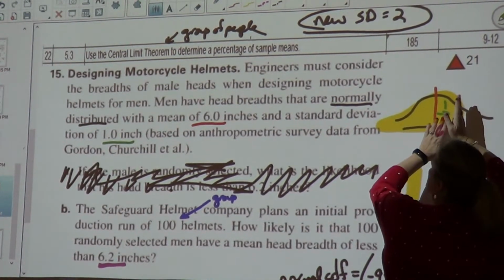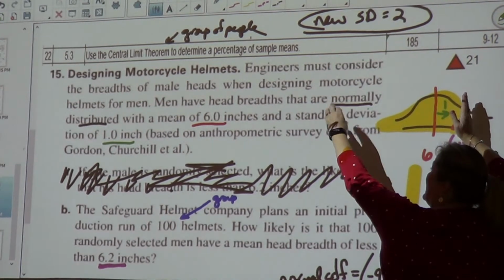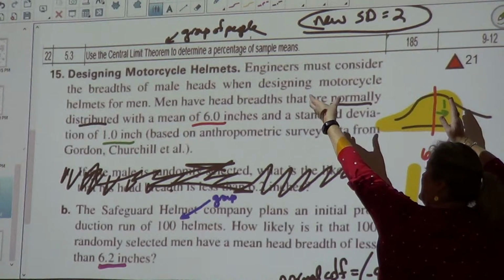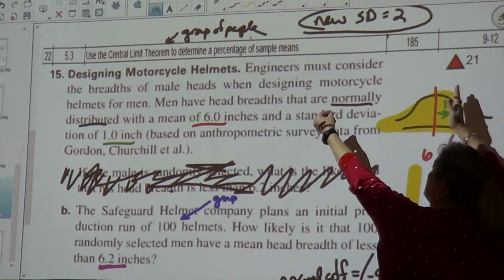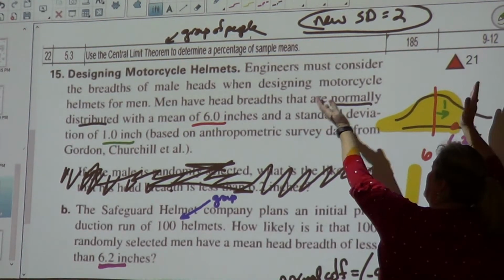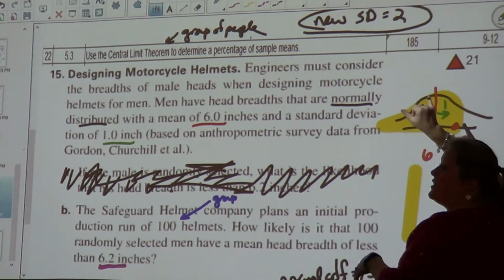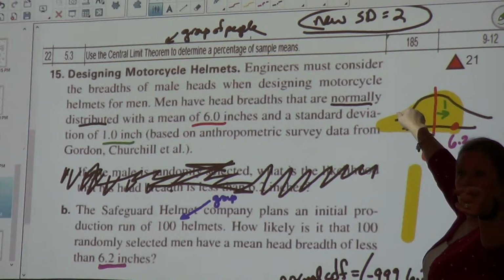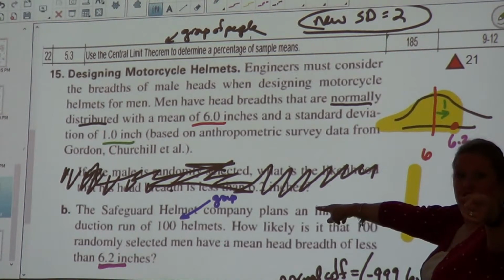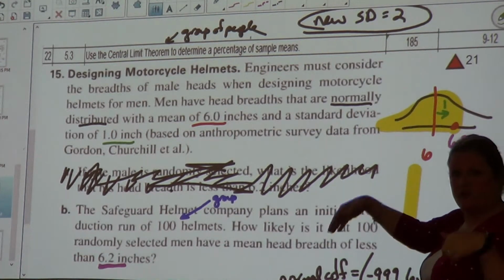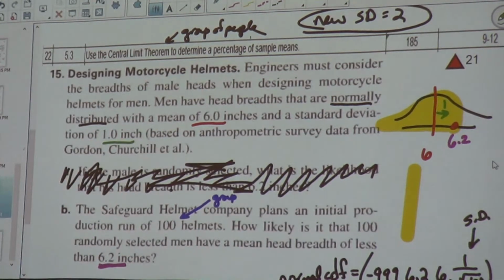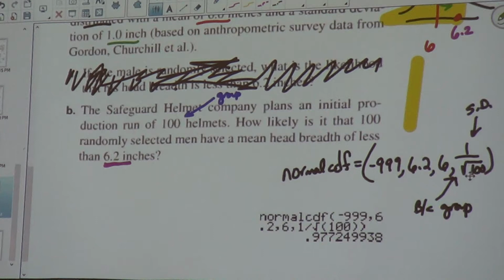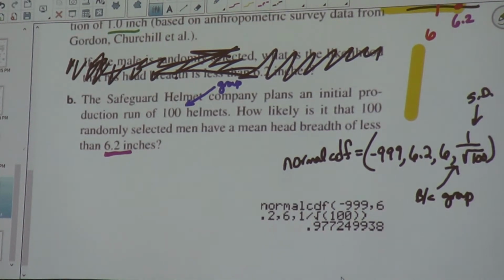So, normal CDF, what is my left? Negative 999. What is my right? 6.2. What is my mean? 6. What is my standard deviation? 1 divided by the square root of 100. Because I have a group, I have to redo my standard deviation. So I come down here. Because it's a group, I had to redo my standard deviation.